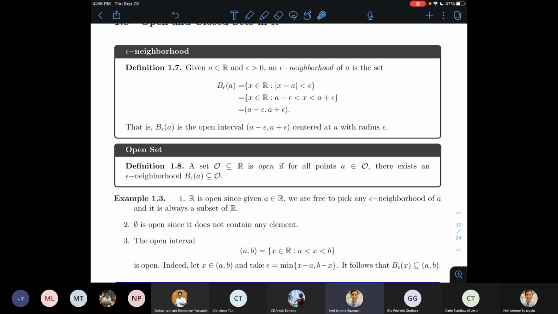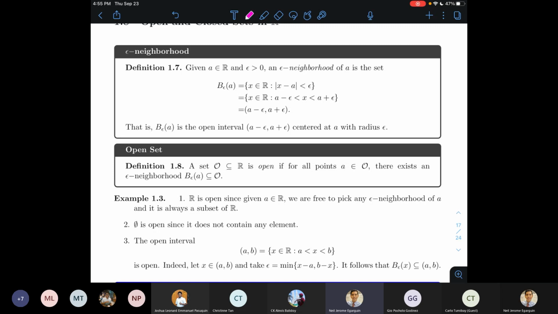But let's see. So what is an epsilon neighborhood? An epsilon neighborhood of a number A is the set of all real numbers whose distance from A is less than epsilon. And we denote this neighborhood by B sub epsilon of A.